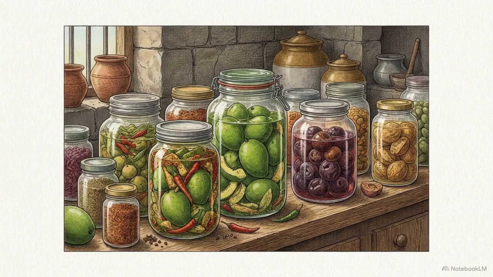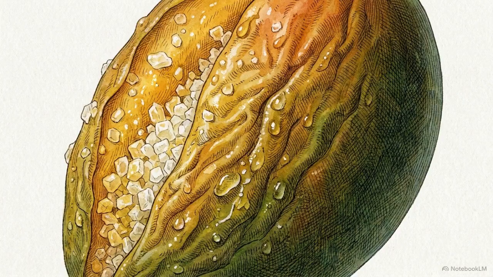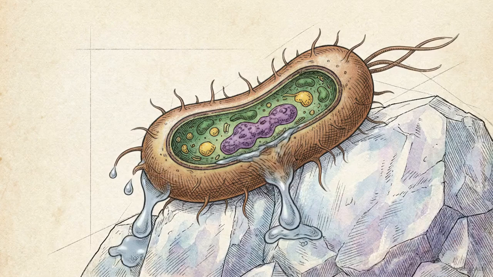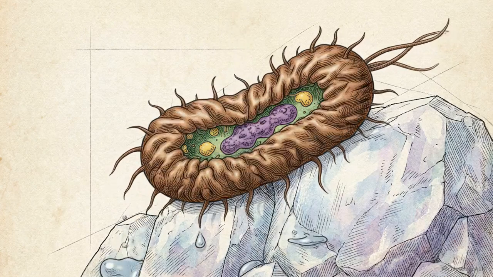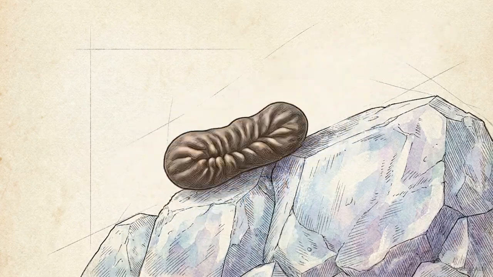Traditional Indian food preservation leverages this exact biological mechanism. By packing pickles and murabbas in high concentrations of salt or sugar, they create a severe hypertonic environment. Any spoilage bacteria that land on the food quickly lose their water through osmosis and die of dehydration.